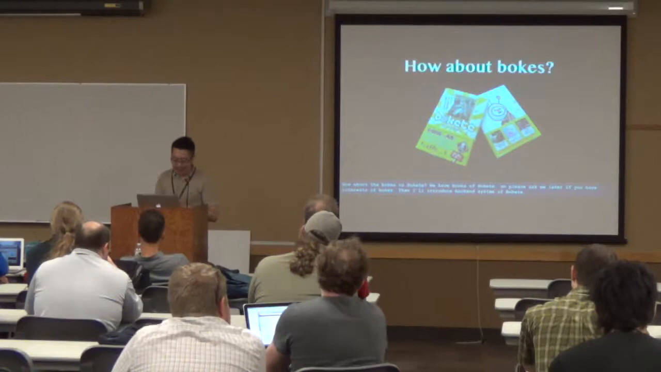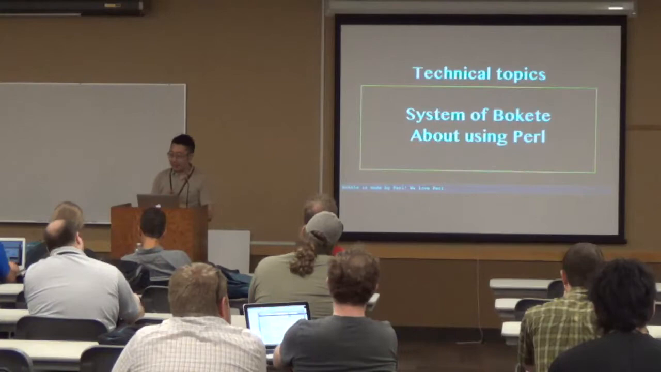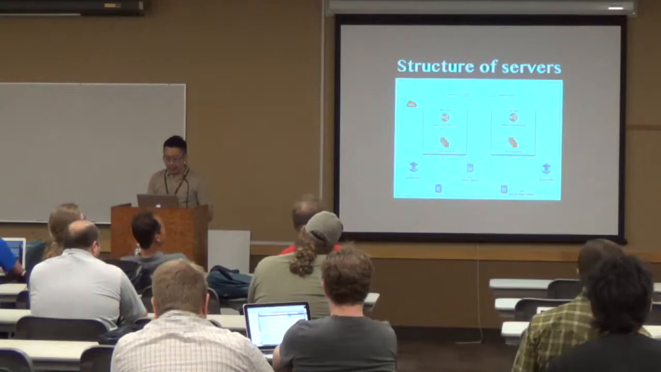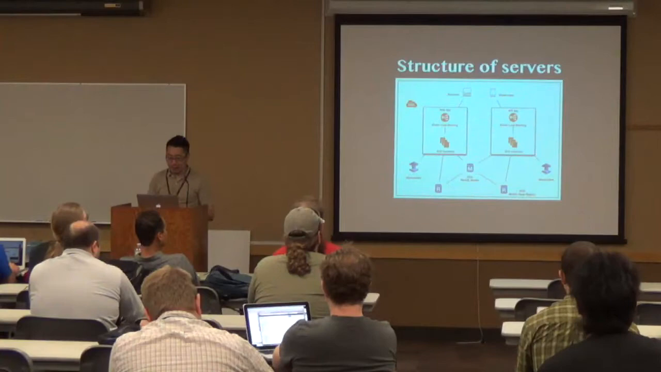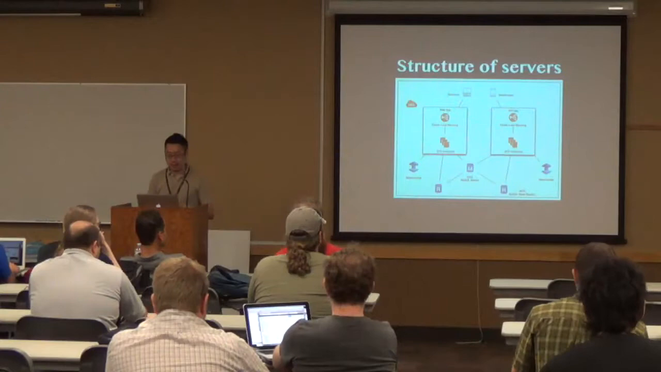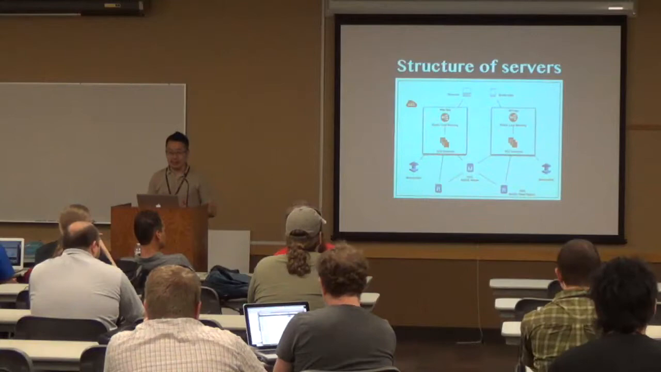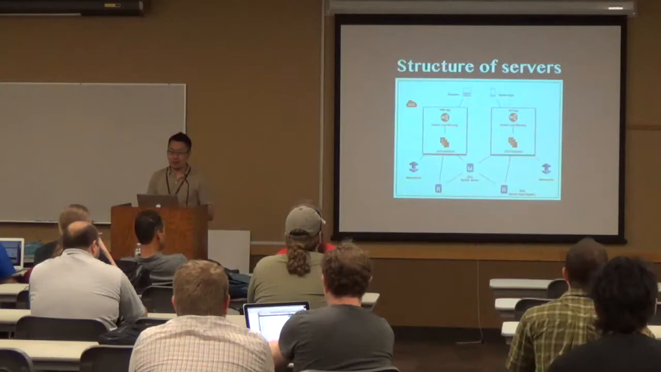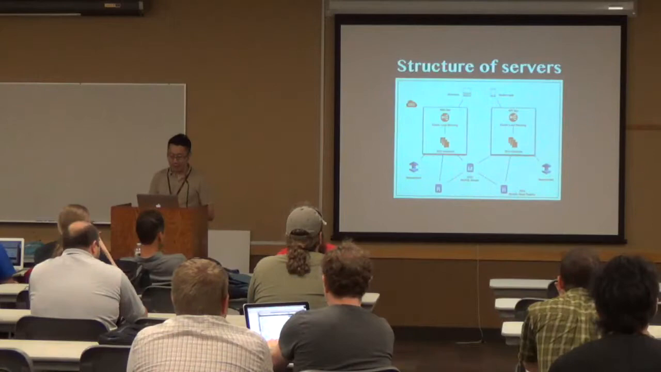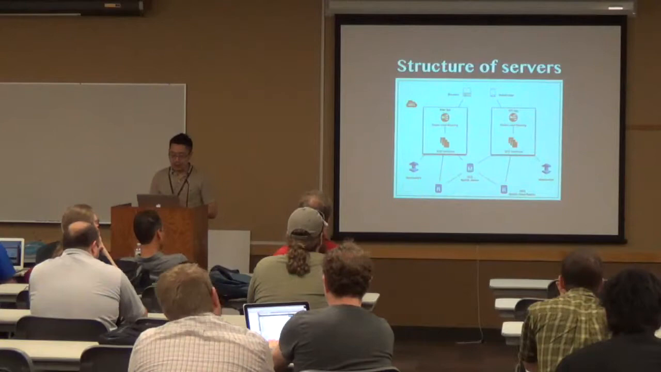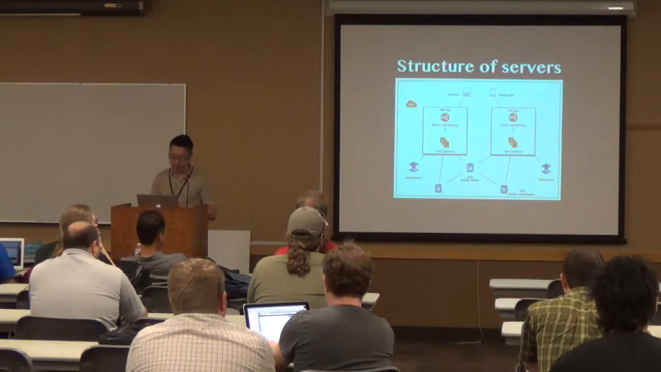And then I'll introduce the backend system of Bokete. This is the technical topic, the system of Bokete using Perl. First, I introduce the structure of servers. We use Amazon Web Services, but it's a very typical structure. We use RDS for MySQL, and MySQL has a master and read replica, we use memcached for caching, and many EC2 instances, and the front end is elastic load balancing. That's all. It's a very typical and simple structure.